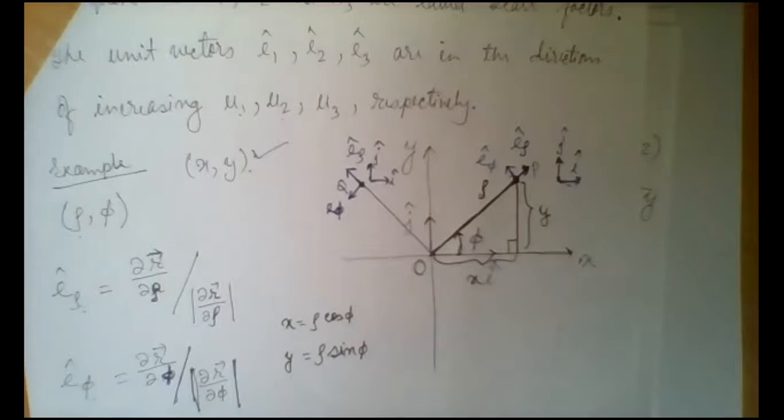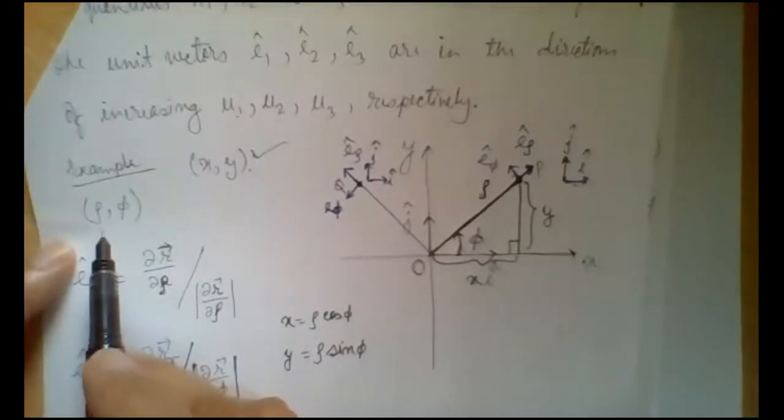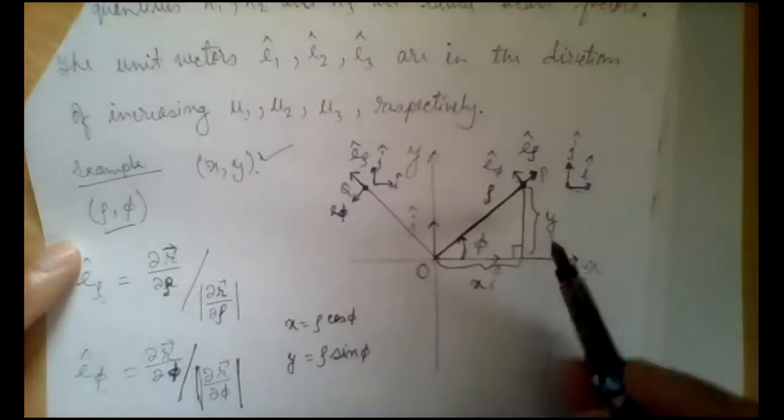So in our two-dimensional polar coordinates, rho and phi, what is the relation between rho, phi, and x, y? Here x is rho cos phi, y is rho sin phi. This is our polar coordinates in two dimensions.